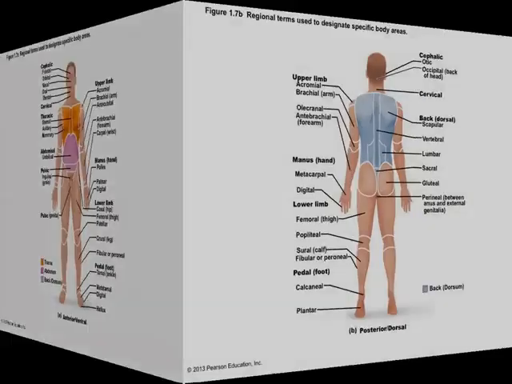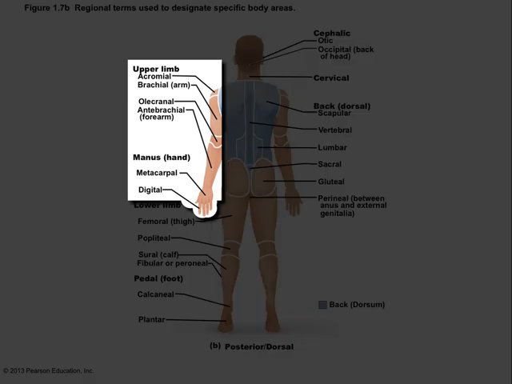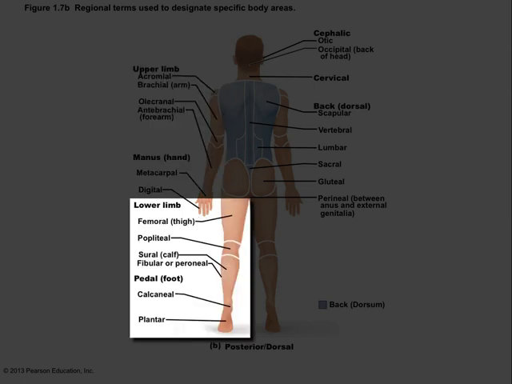A lot of these areas are the same, but there are some subtle differences. We still have an upper limb with a brachial and antebrachial area. The elbow from the back is a little different. That was the antecubital area from the front. It's the olecranon area from the back. The hand doesn't change much. We still have carpals and digits. The palm of the hand would be the metacarpal area.